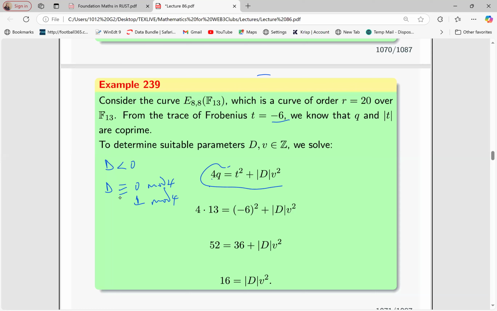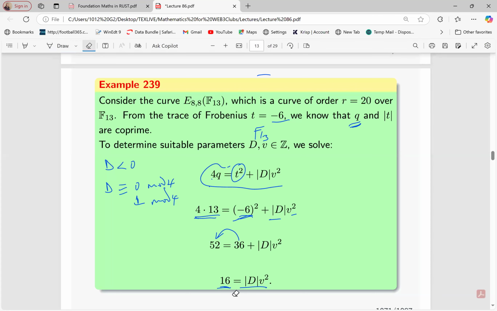Take the formula by q. Our q in our case is 13 because we are doing it on F13. So 4 times 13 should be equal to t squared, then multiplied by d, then multiplied by that. This is 52, and this is 36. Of course, this one can come to this side, and you have 16 is equal to this.